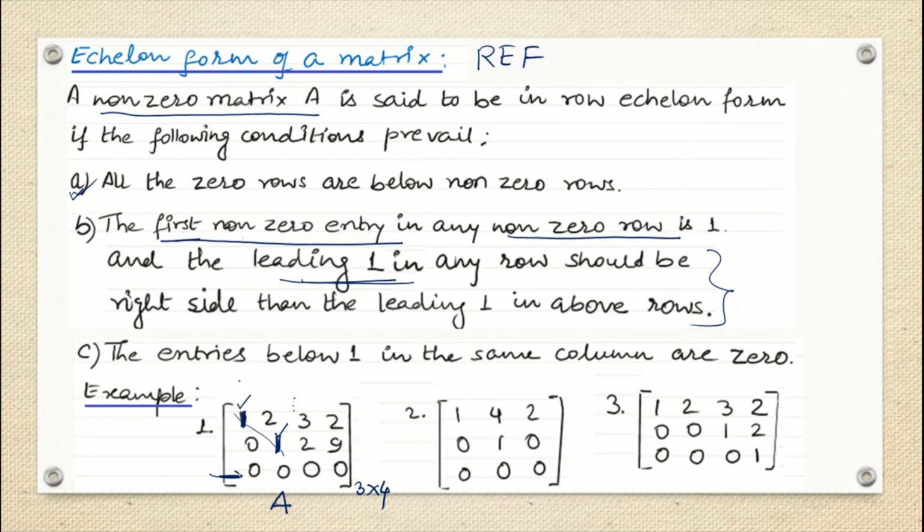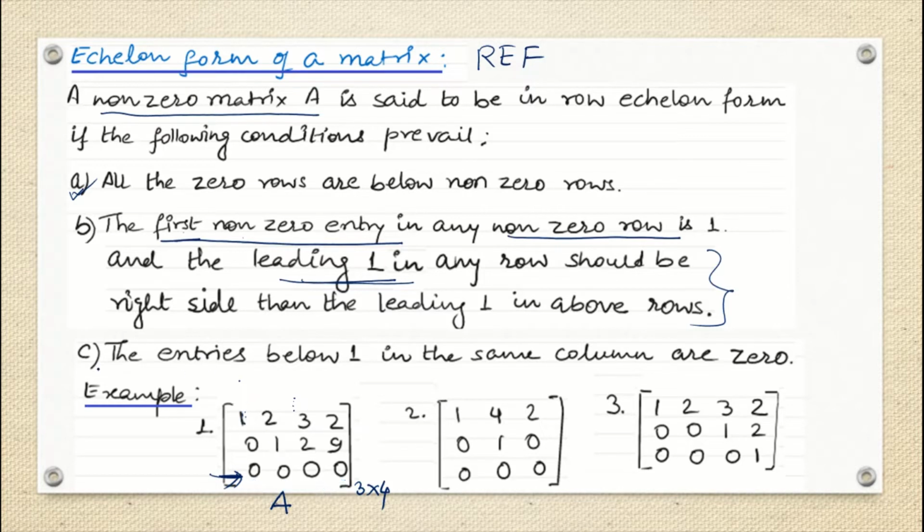Suppose in this row also you had some number, and to be in row echelon form, the very first number should be 1. So 1 should not be present here. 1 should not be present here. 1 can be present here. 1 can be present here, right? Here 1 cannot be present. Here also 1 can be present, because this is the right hand side of the previous ones. Even this one is also okay, because this one is actually right side of your previous one.